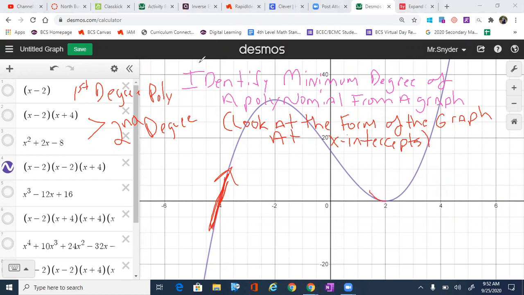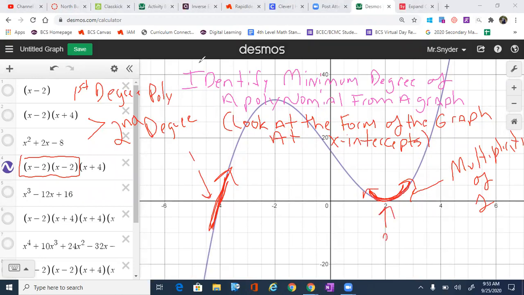But notice this one with the 2, it is hitting the x-axis and turning around. That's because we've written this part in 2 times. So this actually has what we call a multiplicity of 2. That means that it counts twice. So when we count the degree on this one, we say we have 1, and then this counts twice. And because it counts twice, we have a degree 3 polynomial.